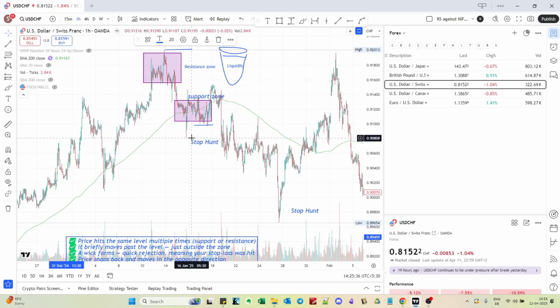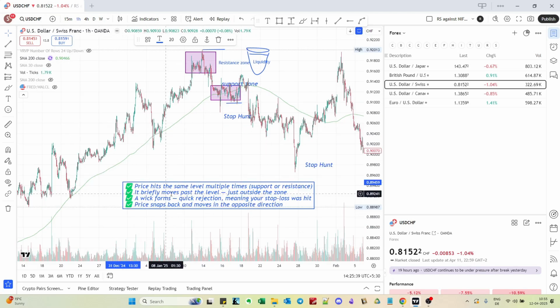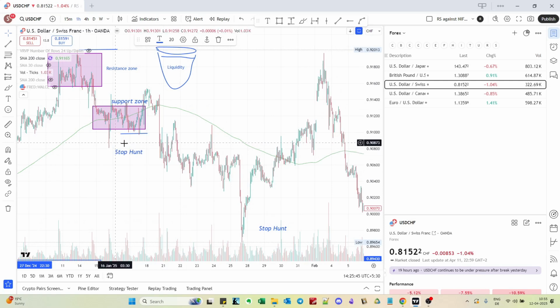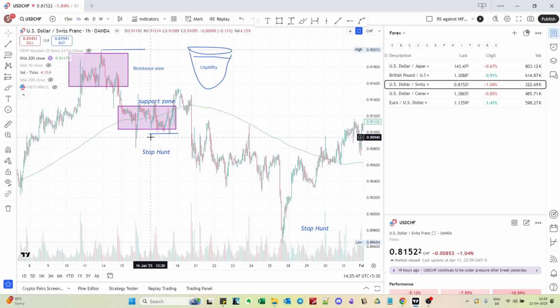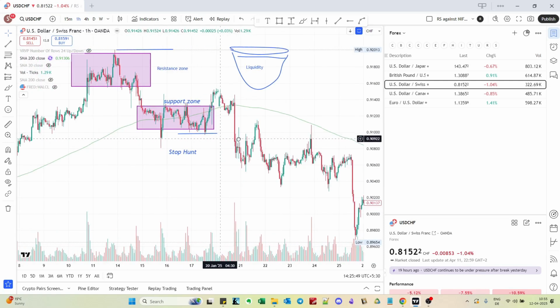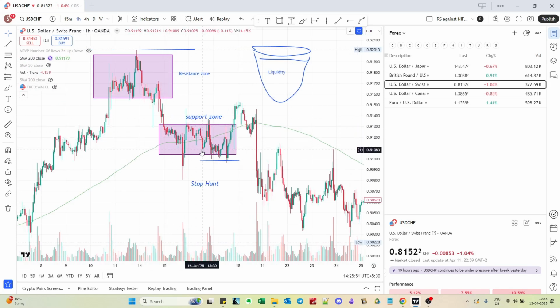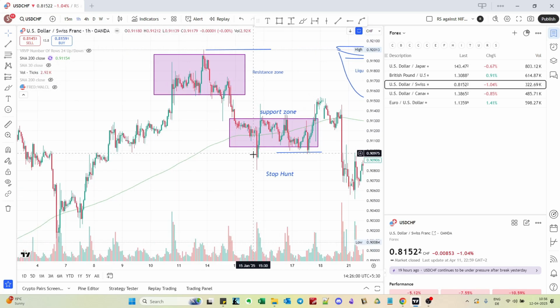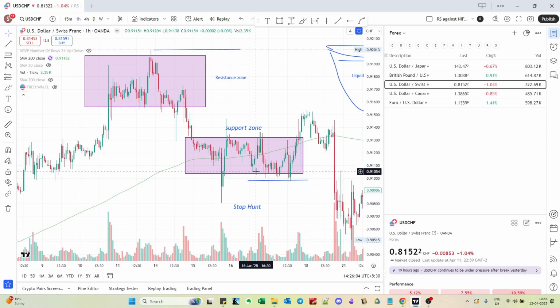And then the price briefly moves past the level or just outside the zone. So I've identified it here. I've identified this as my support zone, and the price briefly moves past or moves outside this zone. And when you see, it hits all your stop losses, right? And that's when these long wicks form.